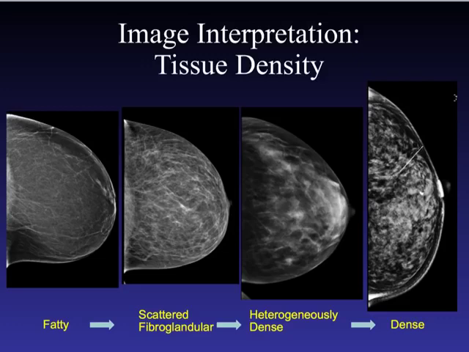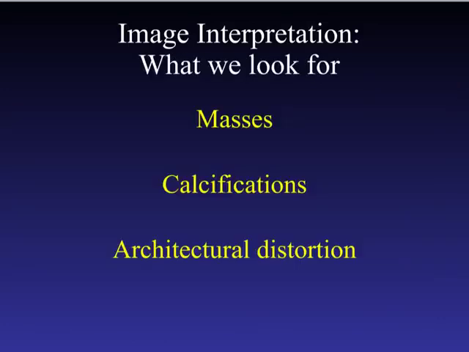We categorize it because we know that as a woman's breast has increasing fibroglandular densities, there's an increasing chance that we'll miss an underlying breast cancer. The reason for that is that glandular tissue is white and breast cancer is white, and so the fibroglandular tissue can mask an underlying malignancy. When interpreting the mammogram, we're looking predominantly at three things: masses, calcifications, and architectural distortion.